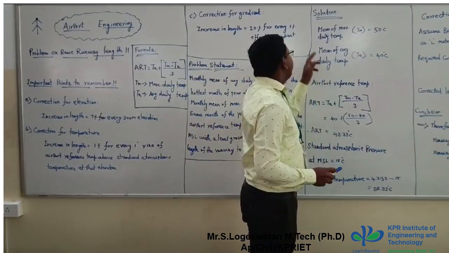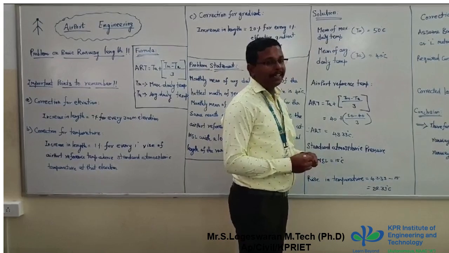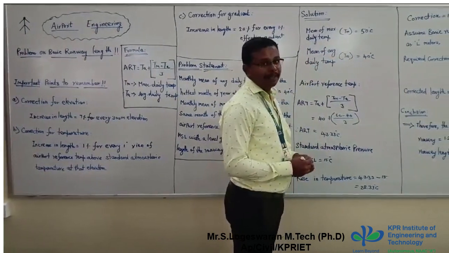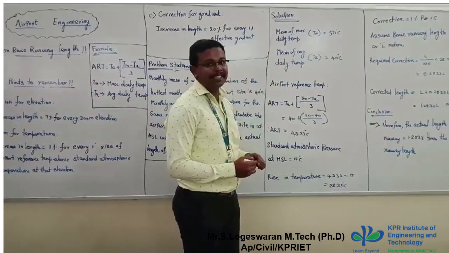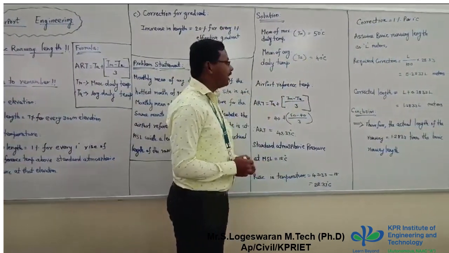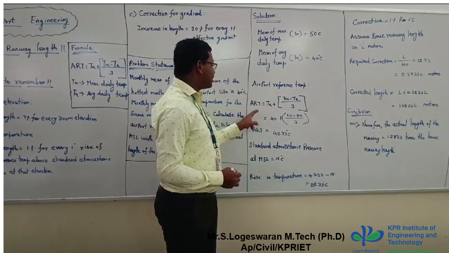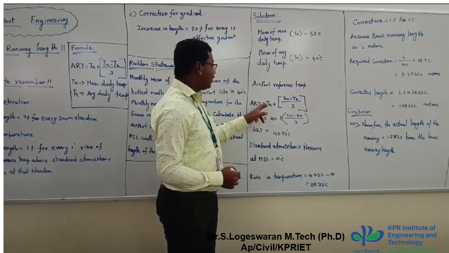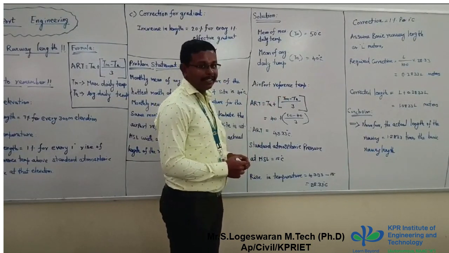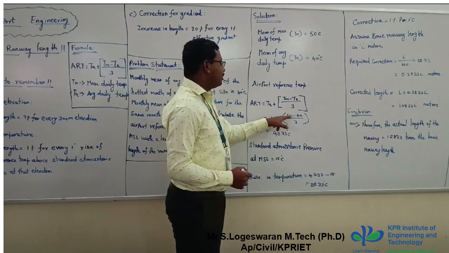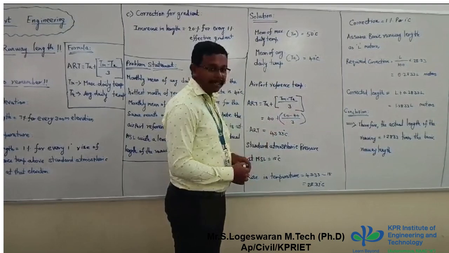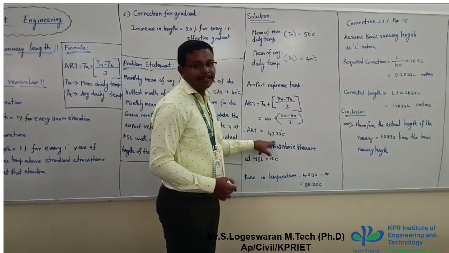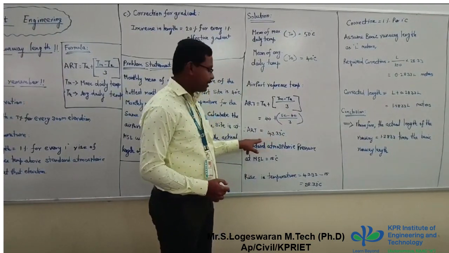Solution: mean of maximum daily temperature, that is Tm, is equal to 50 degrees Celsius. Mean of average daily temperature, Ta, is equal to 40 degrees Celsius. So airport reference temperature ART is equal to Ta plus (Tm minus Ta) divided by 3. So Ta is equal to 40 and Tm is equal to 50, 40 plus (50 minus 40) divided by 3. Finally we got the value as 43.33 degrees Celsius.